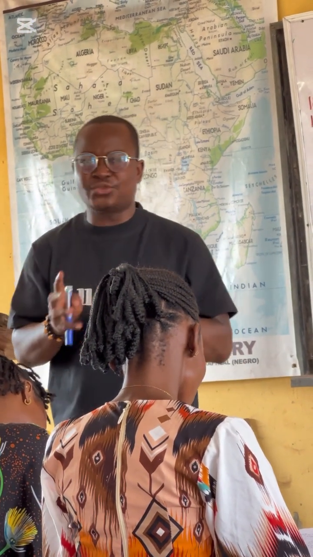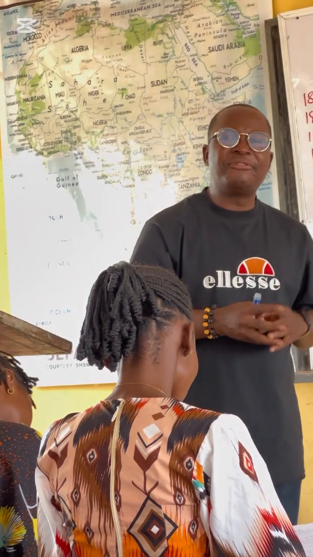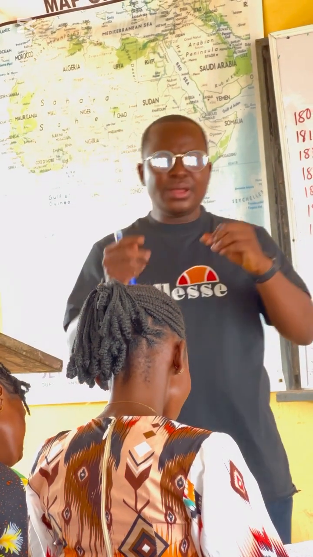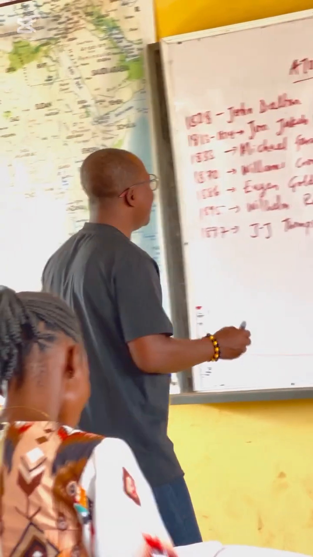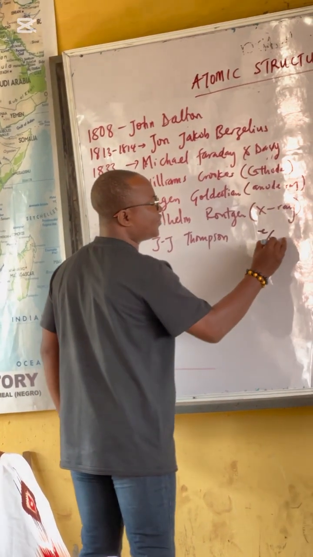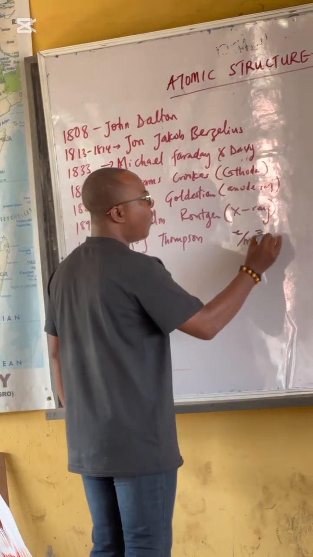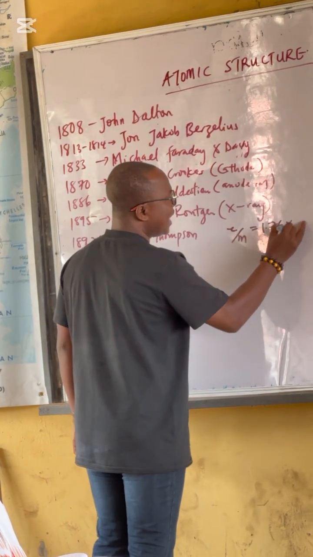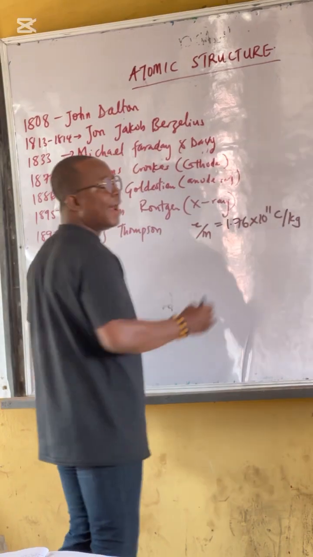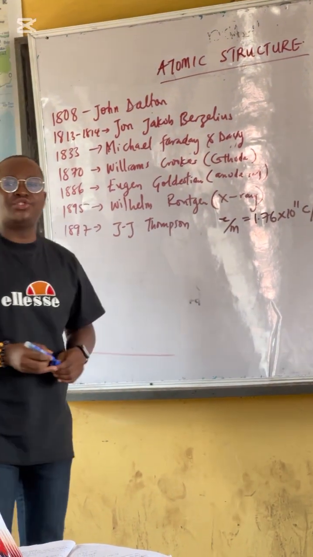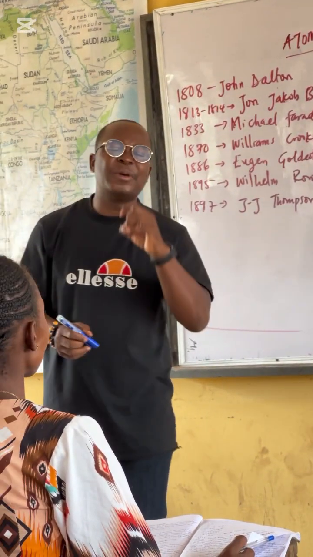And the next one, number what? Number 4 is that they have a specific charge, which is called the electron charge to mass ratio, which has the value of 1.76 times 10 raised to power 11 coulomb per kilogram. This is the charge to mass ratio and is otherwise known as specific charge.